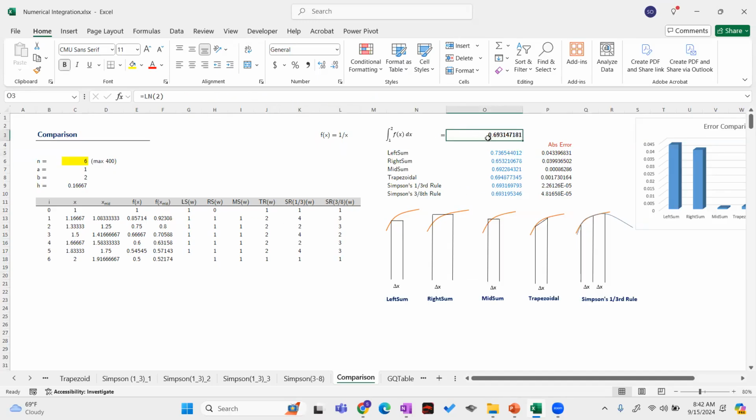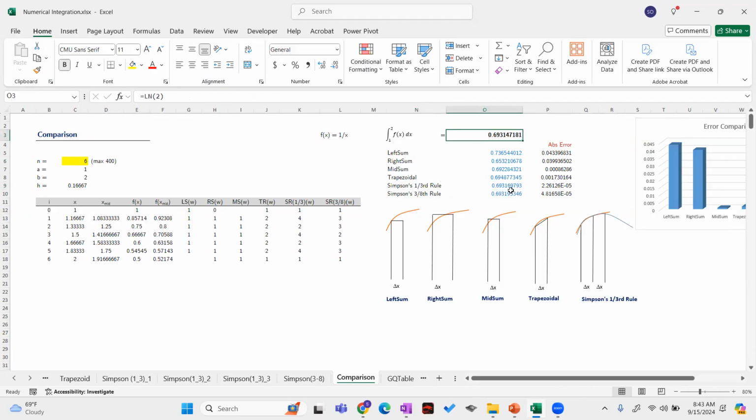The exact value is 0.6931. This is log 2. Log 2 is 0.693147, whatever. Left sum and right sum are the most inaccurate schemes because the convergence is h square. Mid sum is very accurate. It's better than trapezoidal. You can see the error, it's half of this one. This is the best in these ones. And then Simpson's one-third rule, fantastic approximation, 0.693169.